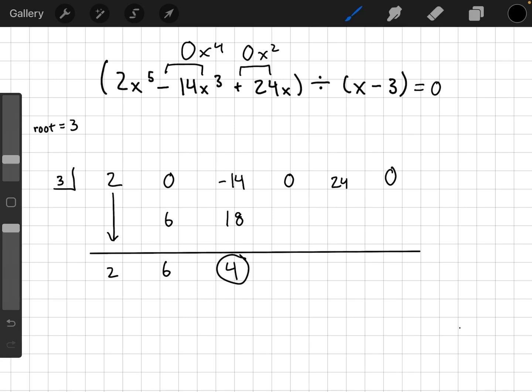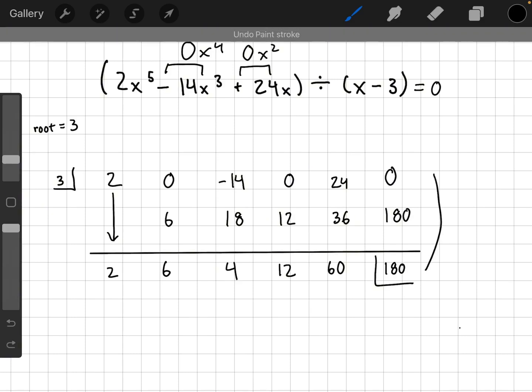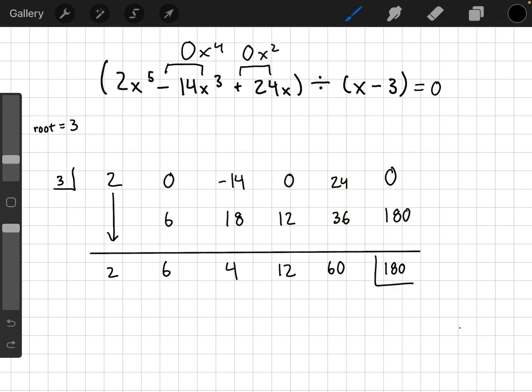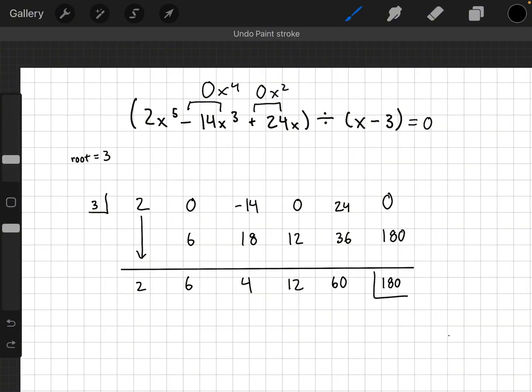4 times the root, 4 times 3 is 12. 12 plus 0 is 12. 12 times the root, which is 3, is 12 times 3 equals 36. 36 plus 24 is 60. 60 times the root, 60 times 3 is 180. 180 plus 0 is 180. So this is your last term, and so whatever you get in this last row, in this last column, is going to be your remainder. And when you have a remainder, you're going to add the remainder onto the end by putting it over what we're dividing by. And remember that we're dividing by x minus 3.